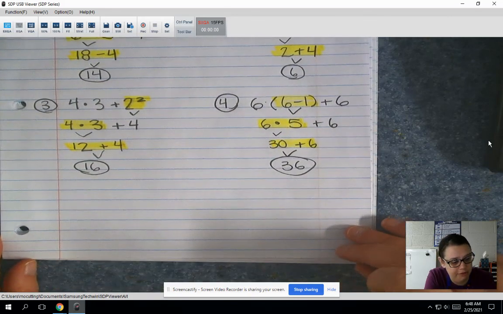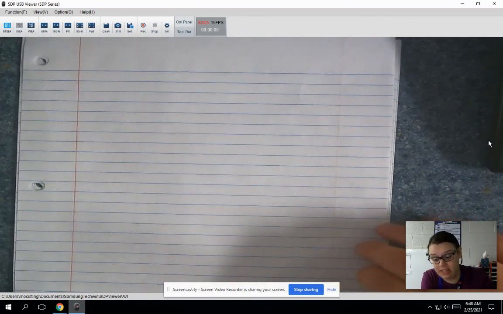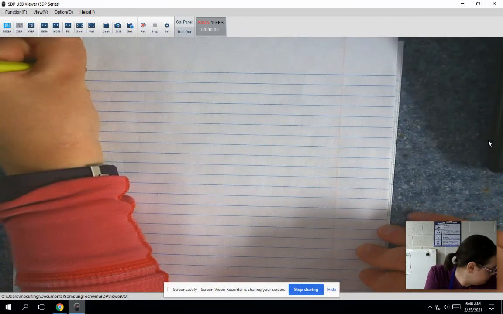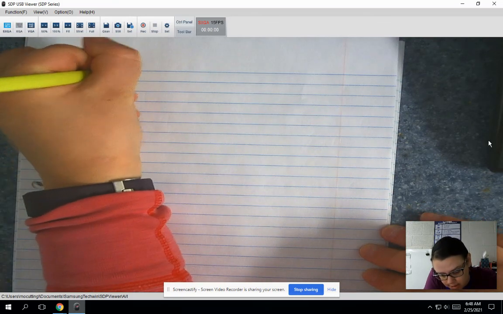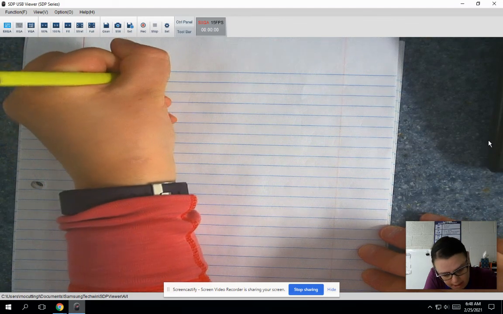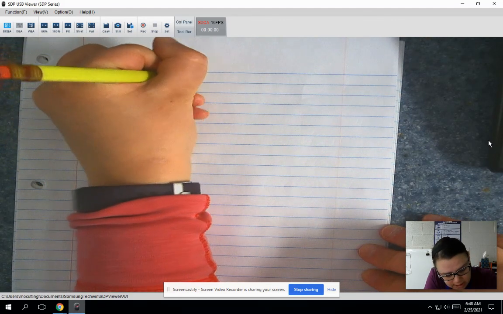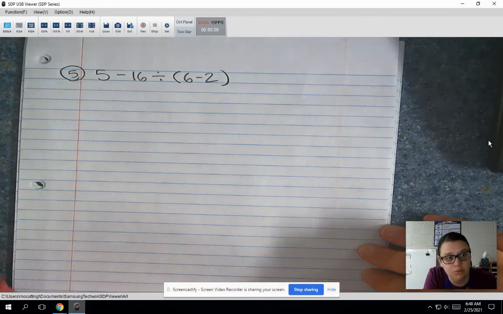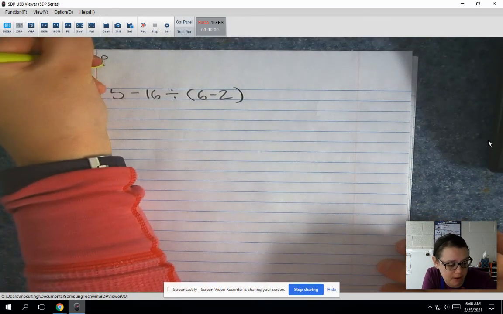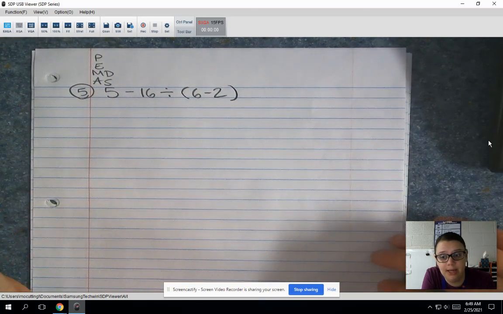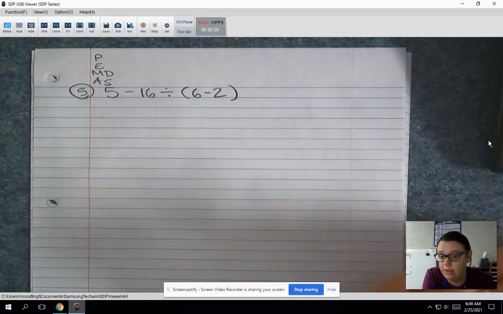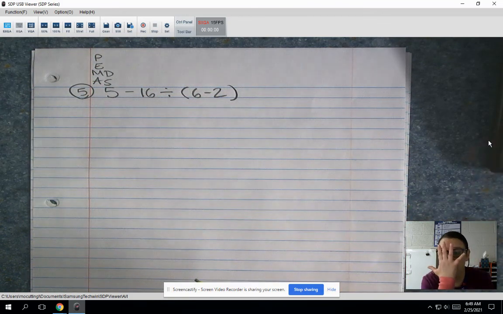All right, number 5, I'm going to go on to a new piece of paper just because I'm going to be cut off at the bottom. Number 5. 5 minus 16 divided by, parentheses, 6 minus 2. So one step at a time, following our order. So pause me to give that a try, and then we'll talk about it together. Pause.